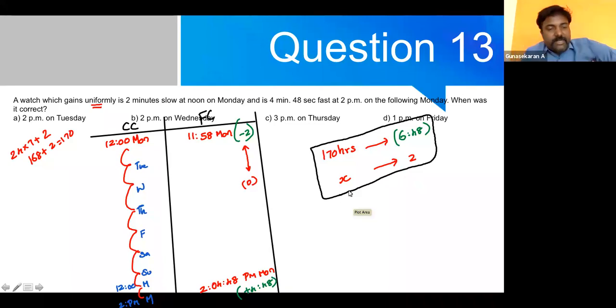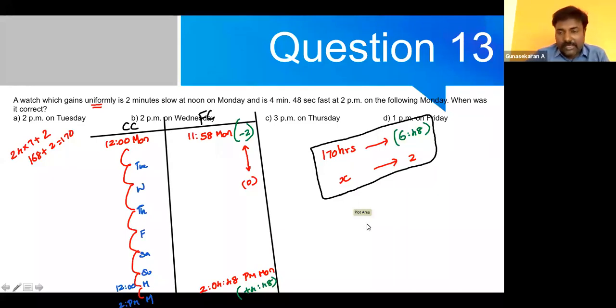In 170 hours, a fast clock gained 6 minutes 48 seconds. In how many hours will it gain 2 minutes? That's the logic you have to identify. For all such similar questions, you have to practice similar questions like this. Only one thing you have to identify: the reference point. If you have seen one question, then the other questions will be easy.